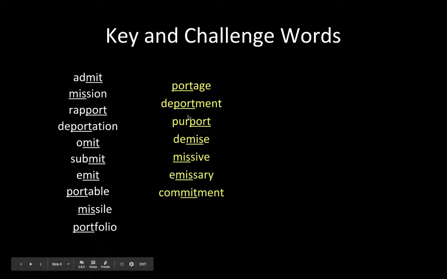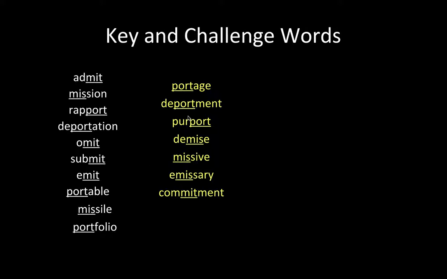Okay, so these are your key words. The keywords are in white, challenge words are in yellow for lesson 9. So you are making 2 cards for port and miss and mit, and then you're making 17 cards plus the 2. So you're making a total of 19 cards for lesson 9.